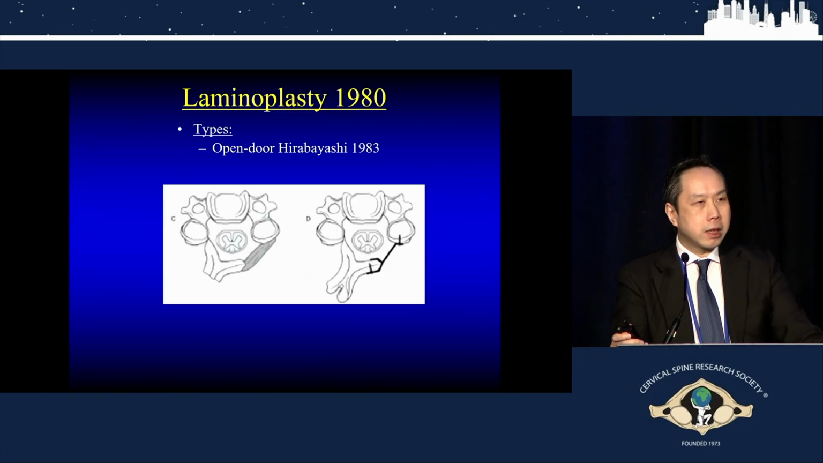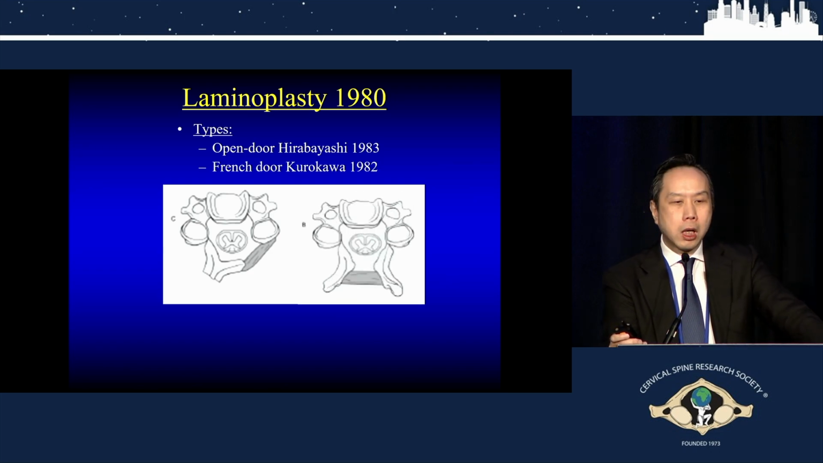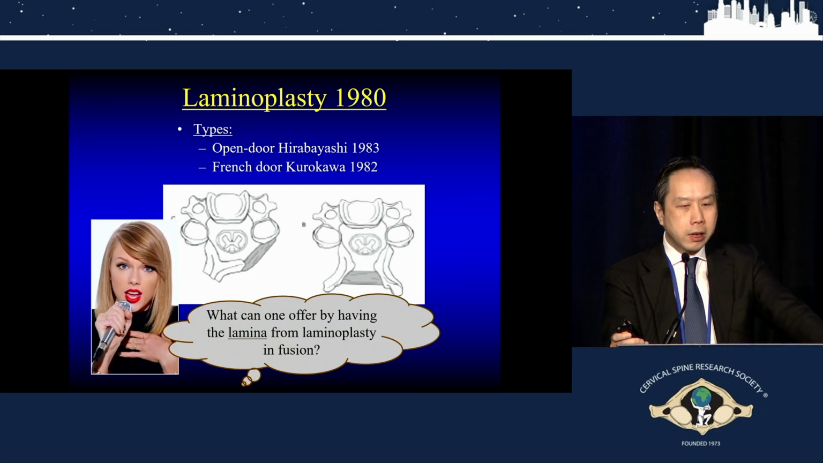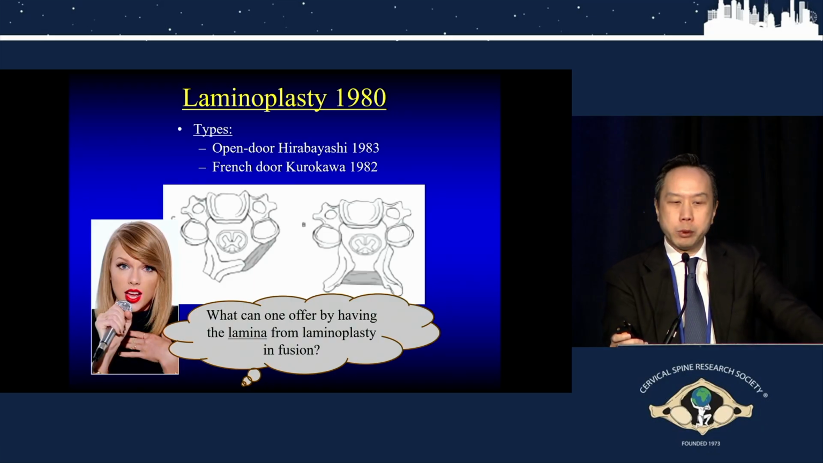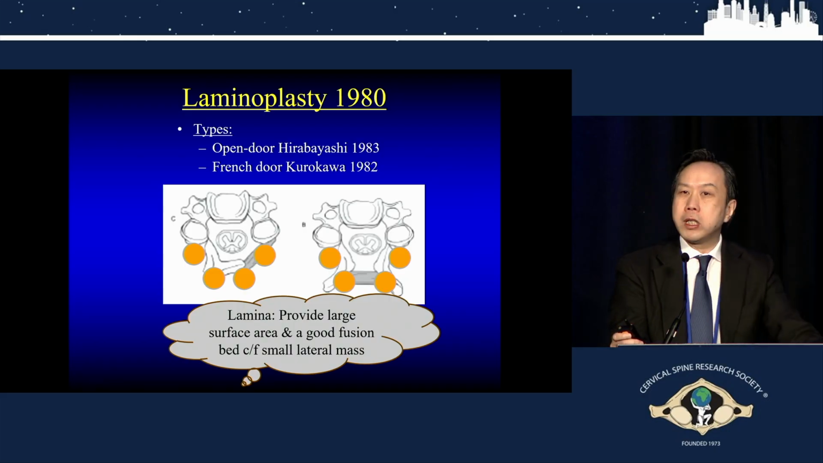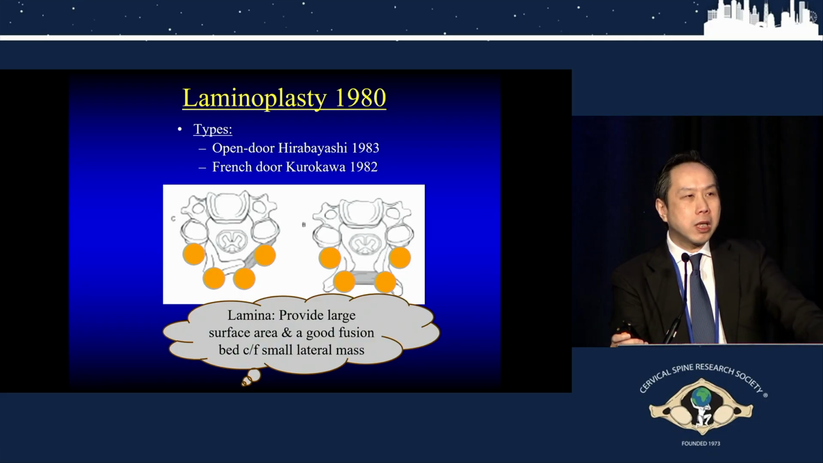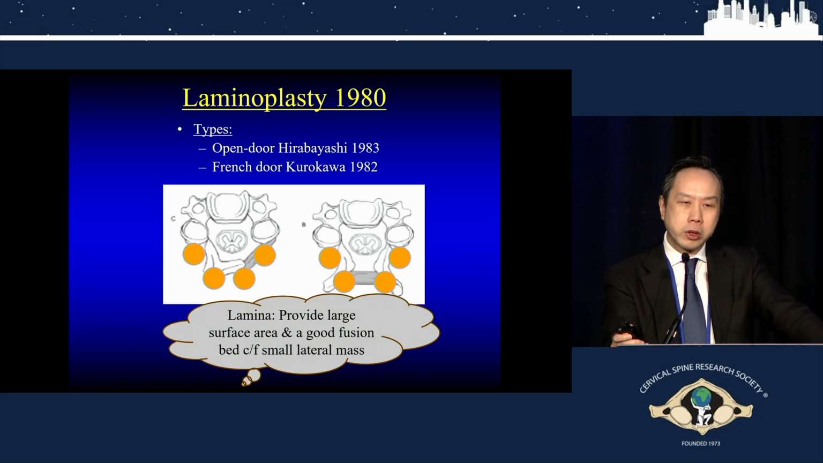Currently, in laminoplasty, as you all know, we can do the open door Hirabayashi technique and the French door Kurokawa technique. The question is really, what can one offer by having a lamina in the laminoplasty in terms of fusion? Well, the first thing that comes to mind is that it enhances the fusion bed as compared to laminectomy and fusion. In laminectomy and fusion, the fusion mass occurs in the lateral mass, which is already small enough, and most of the lateral mass is occupied by your screw anyway. So this is going to make fusion a little bit more difficult.